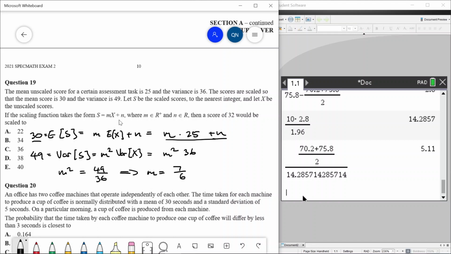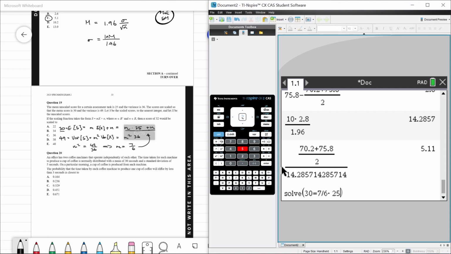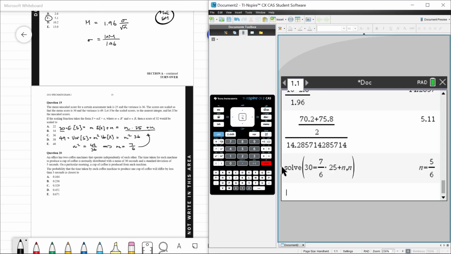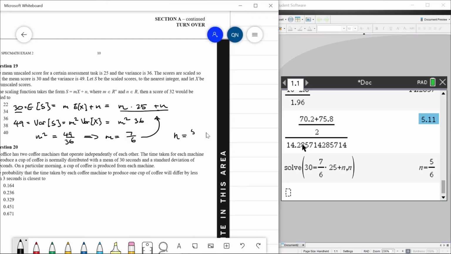7/6. So that's m. So if we just plug it back in over here just to find n, so let's just solve for 30 is equal to m, but we know what m is, it's 7/6 times 25, and then plus n, and solve that for n, and that gives us 5/6. So we know what n is equal to 5/6.